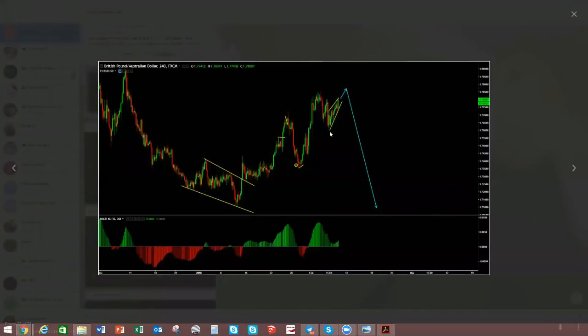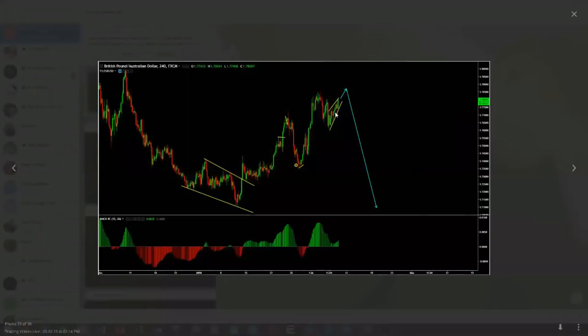Did we know what the interest rate announcement was going to be? Did we know whether they were going to hike or not? We didn't know, but we knew what the chart was telling us. It was telling us upside before we go down.